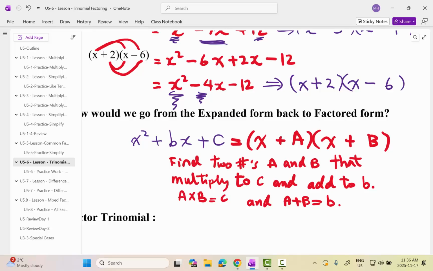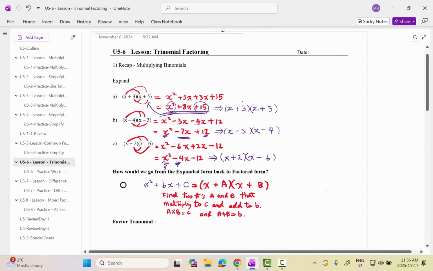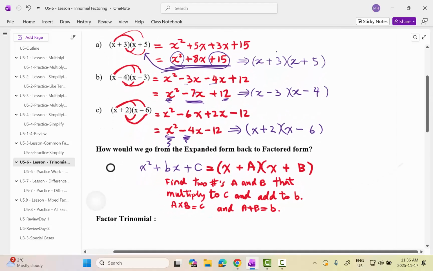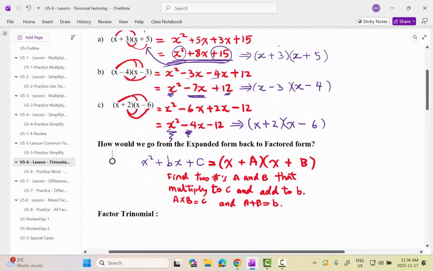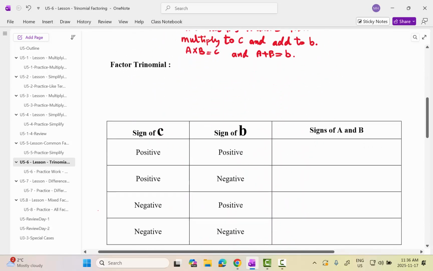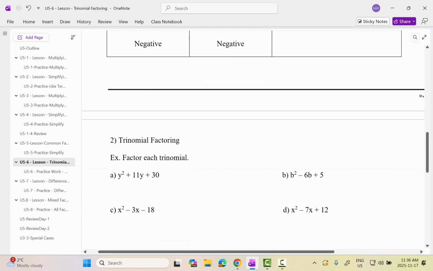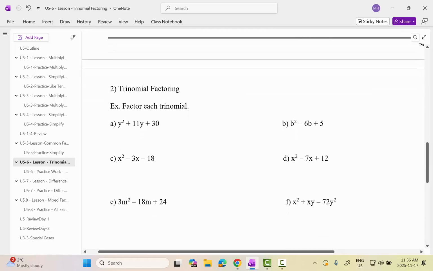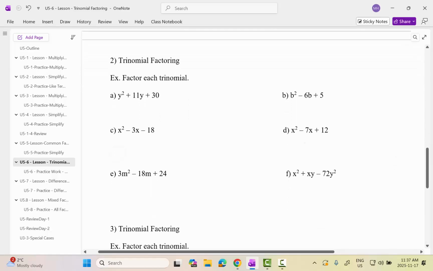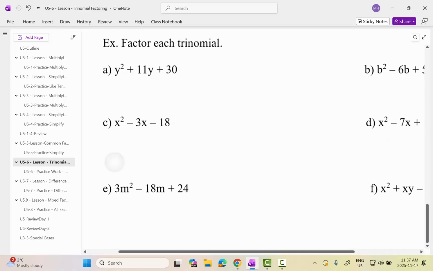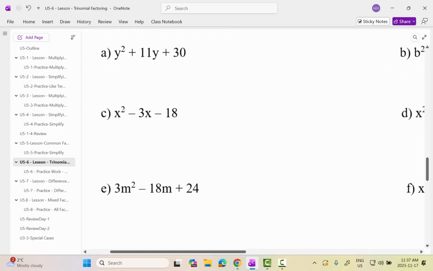All right. So let's try. I'm going to skip this chart here. I'll come back to this chart after we do a couple of practice questions, and then we can think about this, okay? But let's try some questions here. Let's try to factor these.